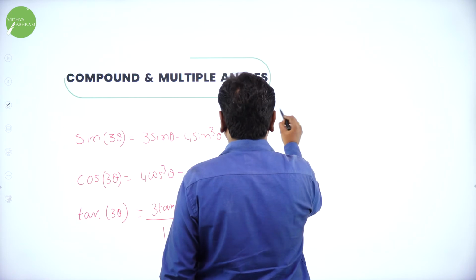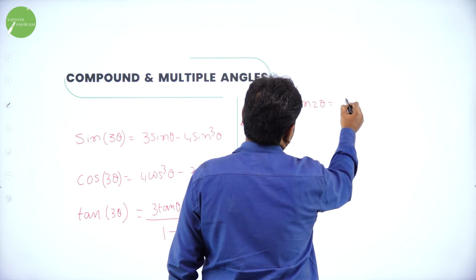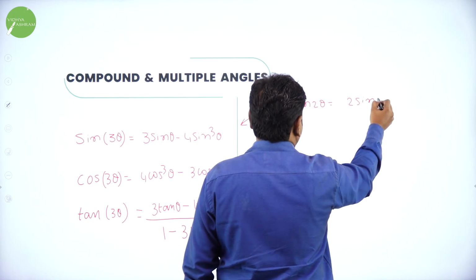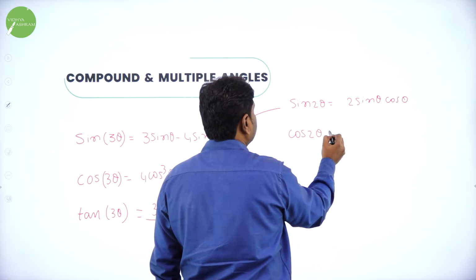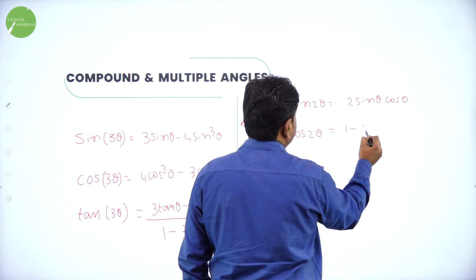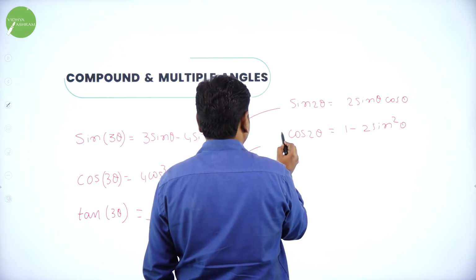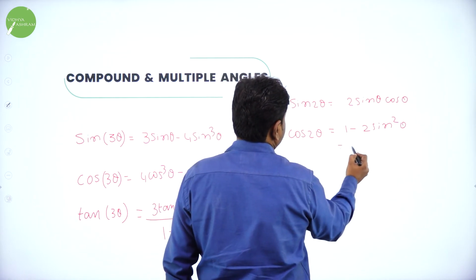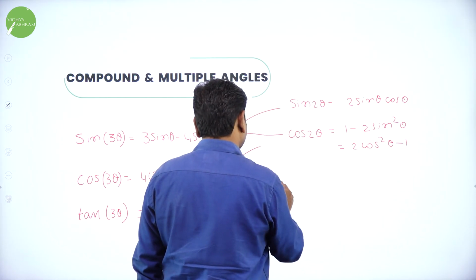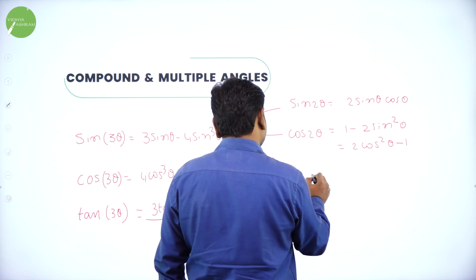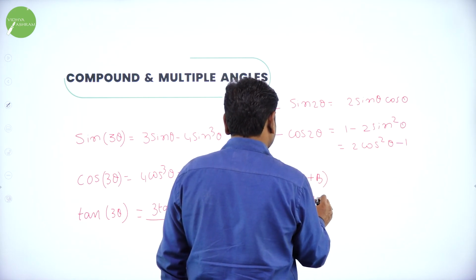So we call them multiple angles of 3 theta. In order to derive this, we took the support of sin 2 theta. What is sin 2 theta, dear students? 2 sin theta cos theta. And we also use cos 2 theta in 2 different forms: 1 minus 2 sin square theta, and 2 cos square theta minus 1. And we use sin of A plus B, cos of A plus B, and also tan of A plus B.